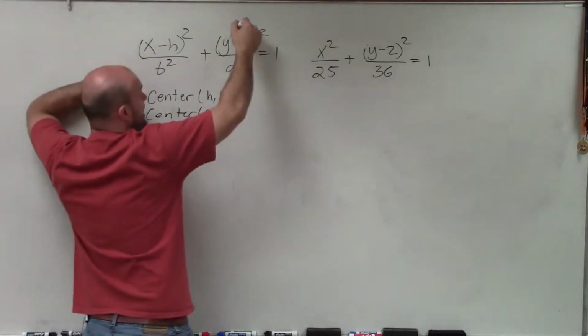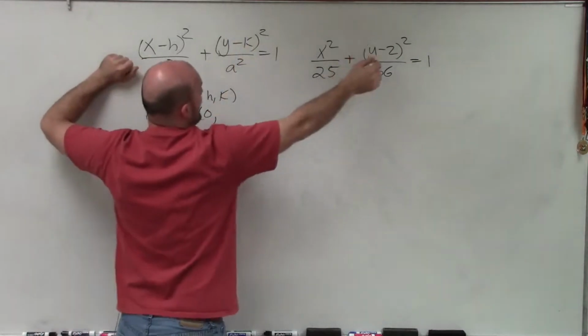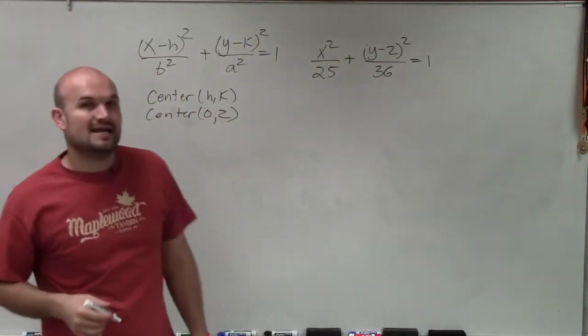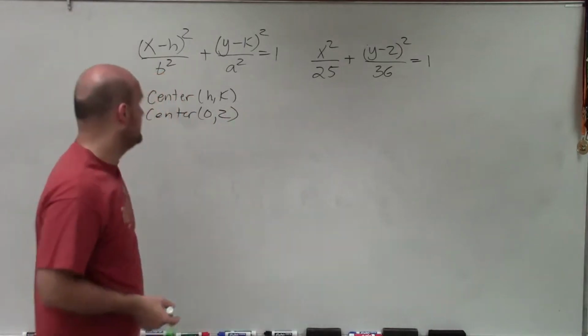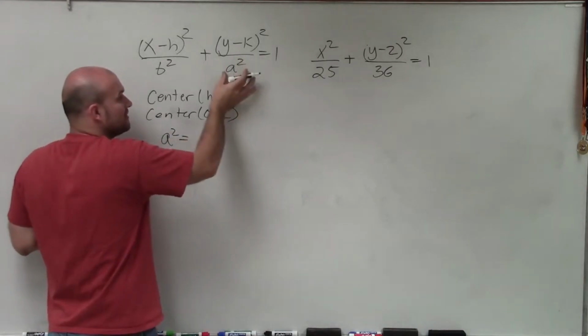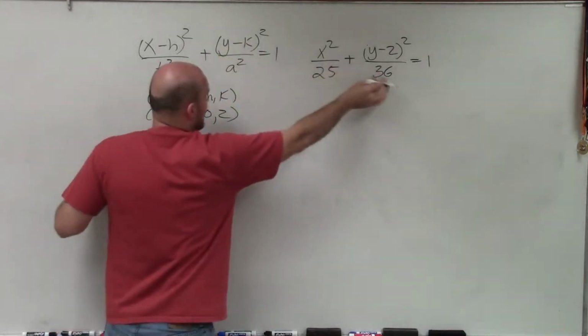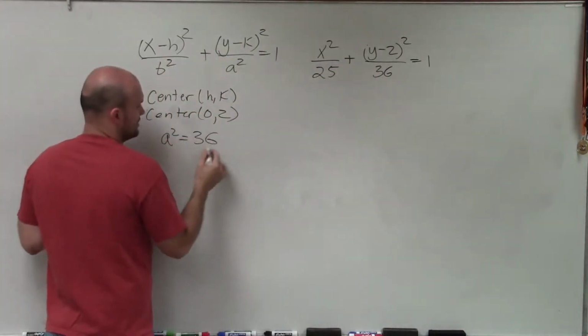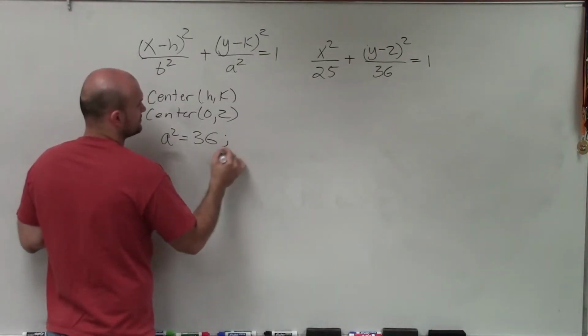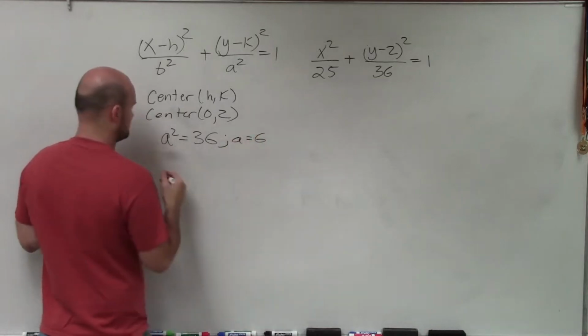Remember, it's y opposite of k. So y opposite of 2, therefore k is going to be equal to 2. Now I need to determine what my a squared is. Since we know that a squared is under the y, I can say that a squared equals 36. Taking the square root of both sides, I have a equals 6.